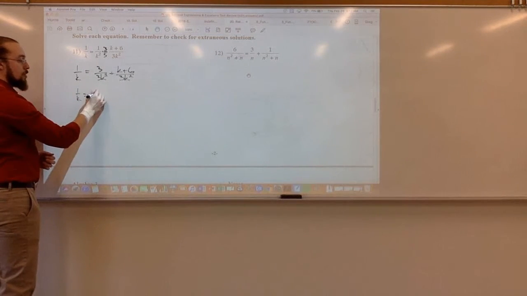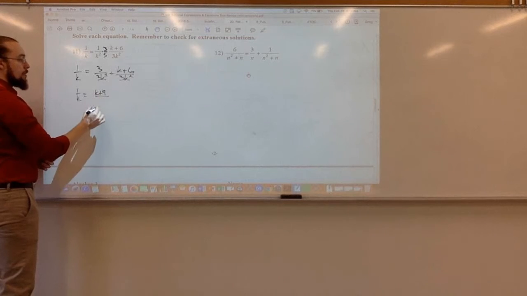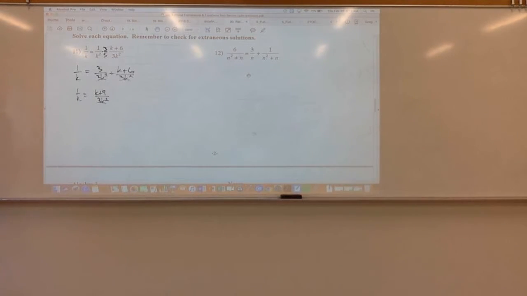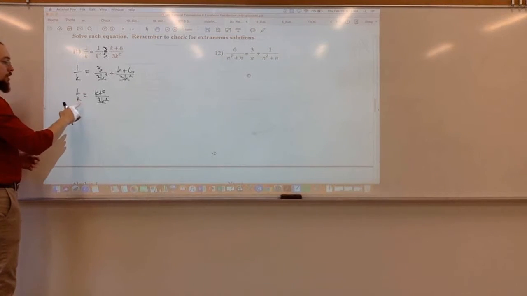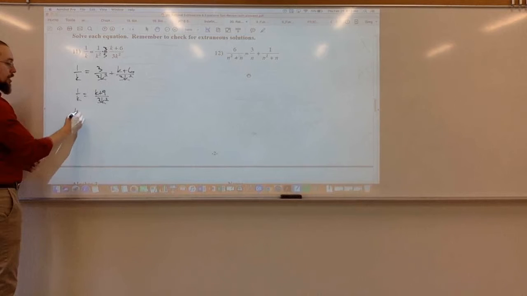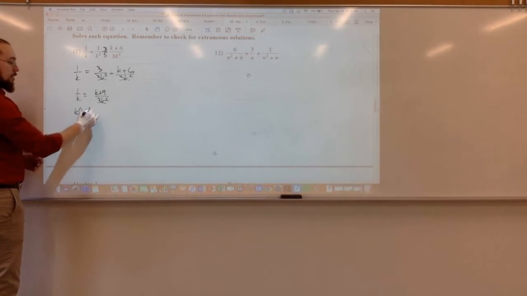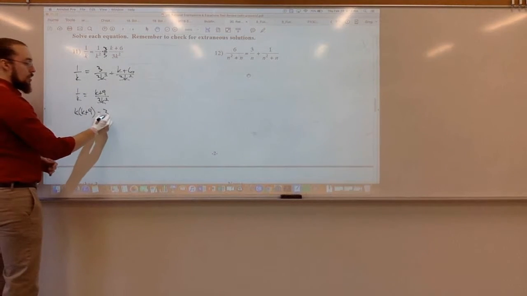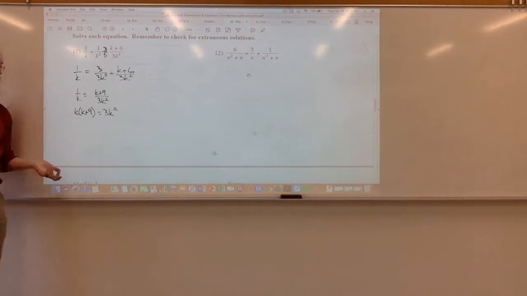The 3 and the 6 are like terms, so I would get k plus 9 over 3k squared. So once I have one fraction equal to one fraction, then I can cross multiply. Right? So cross multiply, I'm going to have k times k plus 9. So I'll write that like that. And that equals 3k squared times 1. 3k squared times 1 is just 3k squared.